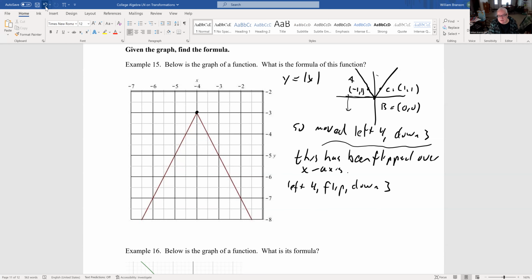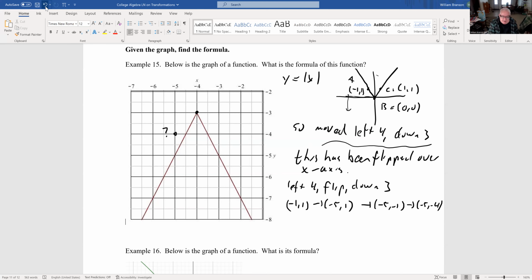Now, minus 1, 1, if we did that, that would take you from minus 1, 1. If we go left 4, would take you to minus 5, 1. Flipping it would take you to minus 5, minus 1. And then going down 3 units would take you to minus 5, comma, minus 4. But that would be here, and that's not actually the point on the graph. So something else must have happened.